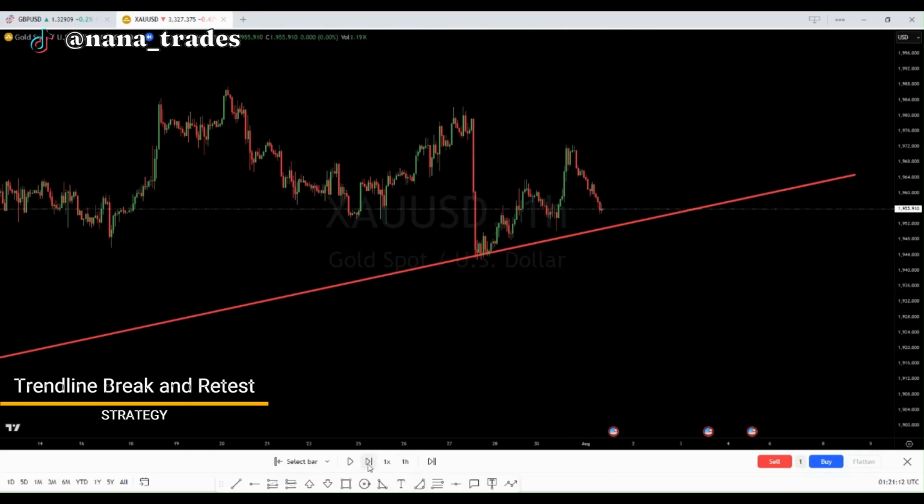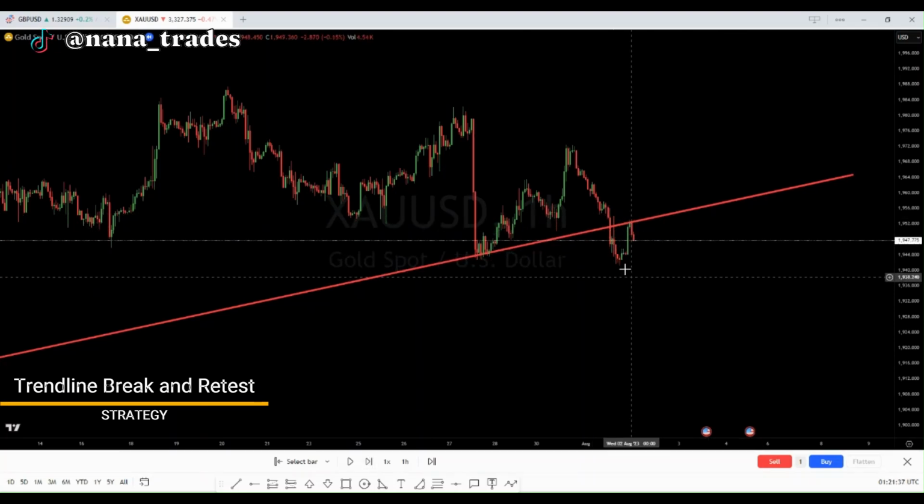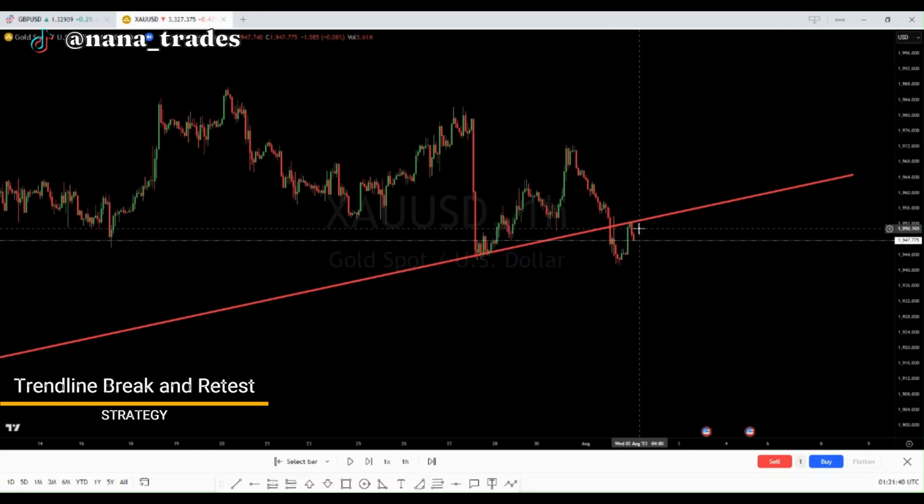When we watch price play out and come close to the trend line, you see it actually breaks it. Okay, and this shows that there is going to be a change in direction. But then you don't enter the market yet. You wait for price to come back and test the trend line before you enter your trade. So after breaking the trend line, price pushed back up, and then retested the trend line, and so you can now execute your trade by going short.